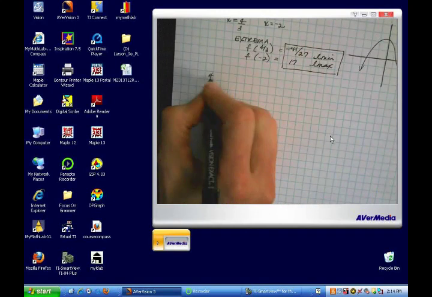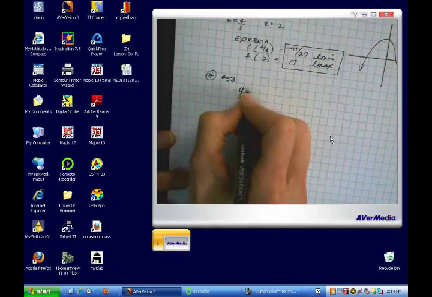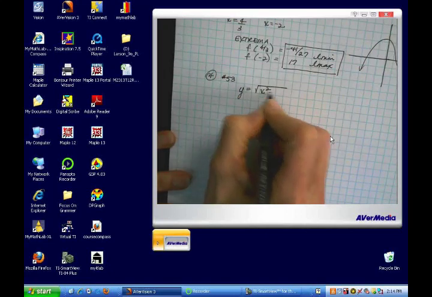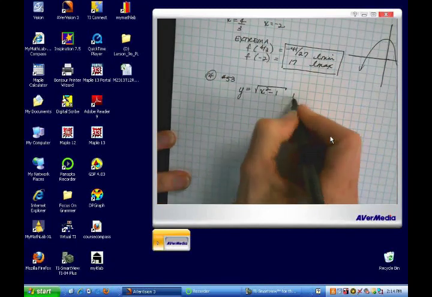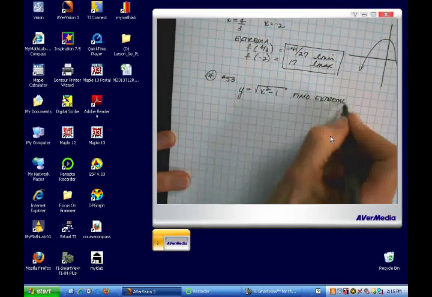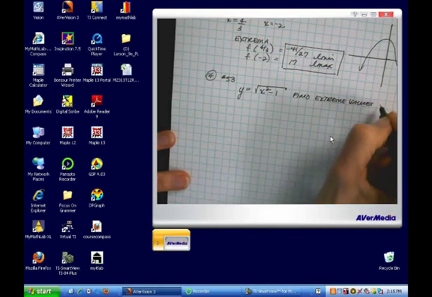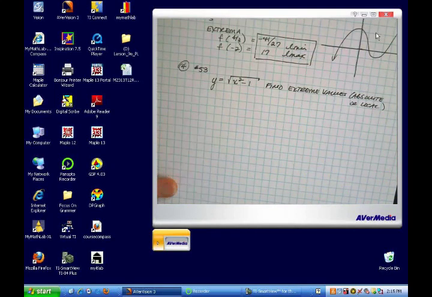Okay, so here's another one. Let's take a look at number 53 in the textbook. And it was y equaling the square root of x squared minus 1. And again, this is in the same category of questions, so it's asking to find the extreme values, which are local maxes and local mins, and if there's any absolute. Okay, I guess I can maximize the screen.